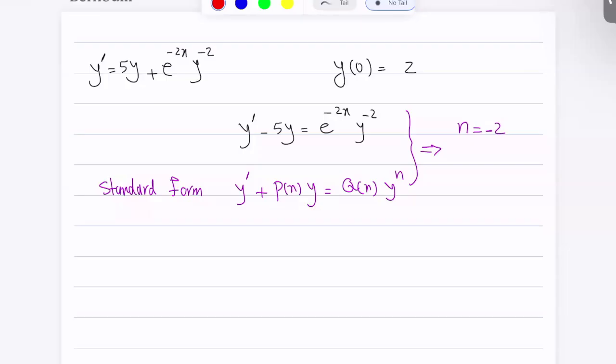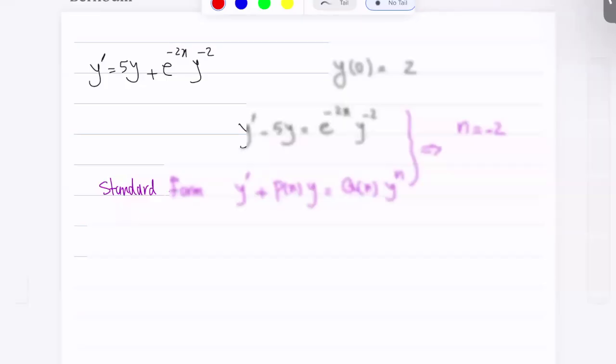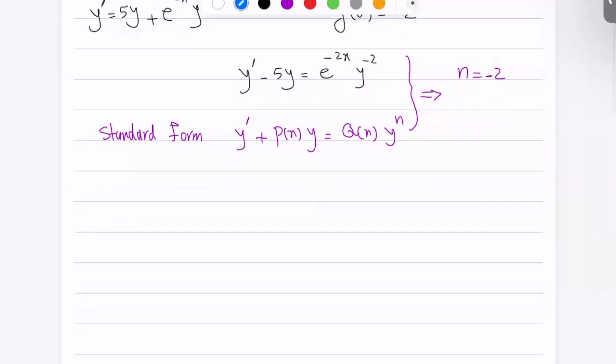But what we really need is just n. So n is -2. And we know that to solve the Bernoulli equation, all you need to do is some substitution, some change of variables. Our new unknown function, we can call that u or v, is y to the 1 minus n. Here, n is -2, so v is y cubed.